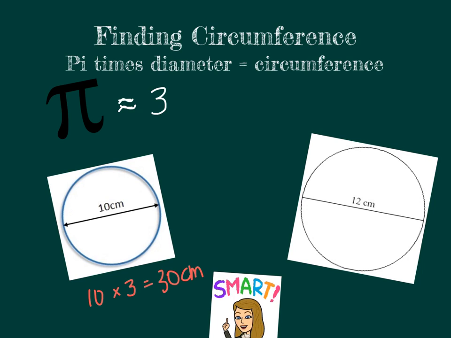On this other circle, the diameter this time is 12 centimeters. So remember, the diameter crosses the whole circle and crosses through the center point. So to find the circumference of this one, you'll take 12, its diameter, times pi, which is 3, to equal 12 times 3 is 36. So 36 centimeters is the circumference of that second circle.